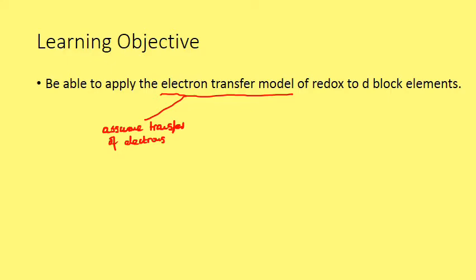And the second thing about that electron transfer model is of course oxidation states and oxidation numbers, which are given by the electron transfers. And of course it also involves half equations. Okay, let's get on with it.